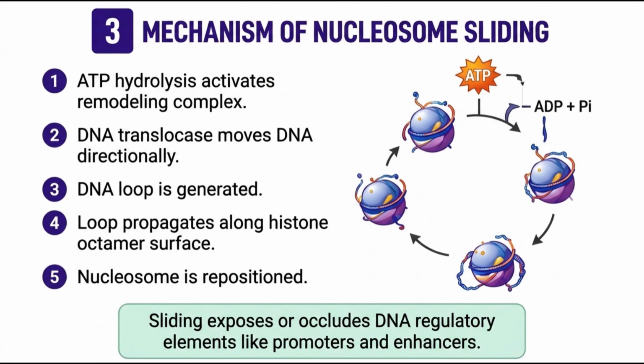Mechanism of nucleosome sliding. Now let us understand how nucleosome sliding occurs. First, ATP hydrolysis activates the remodeling complex. The remodeler then functions as a DNA translocase and moves DNA directionally around the nucleosome. This movement creates a small DNA loop on the histone surface. The loop gradually propagates around the nucleosome, causing repositioning of the nucleosome along DNA. As nucleosomes move, promoter and enhancer regions become exposed or hidden, thereby regulating transcription.